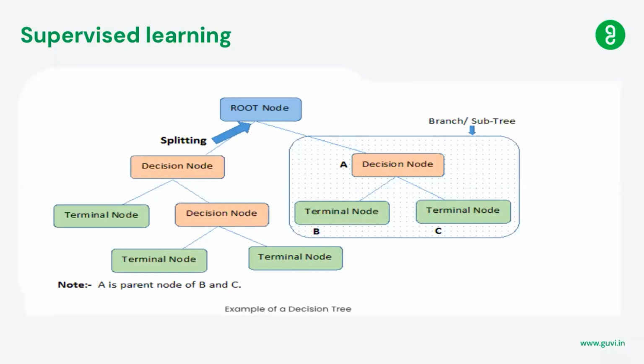To decide which feature can be your root node, we use concepts like information gain and entropy. And then we keep on splitting, and to decide where to stop, we perform some kind of hyperparameter tuning.